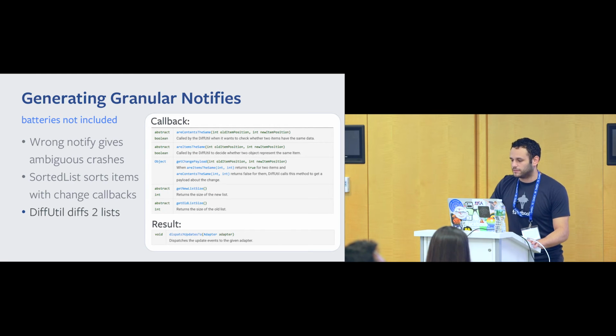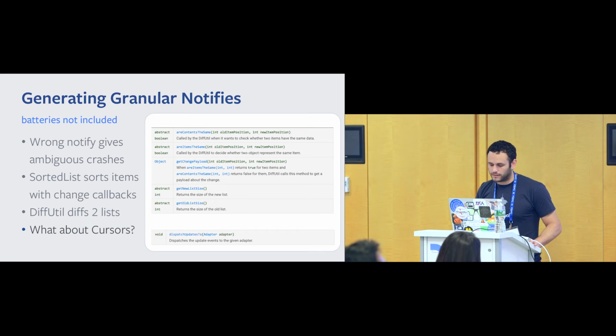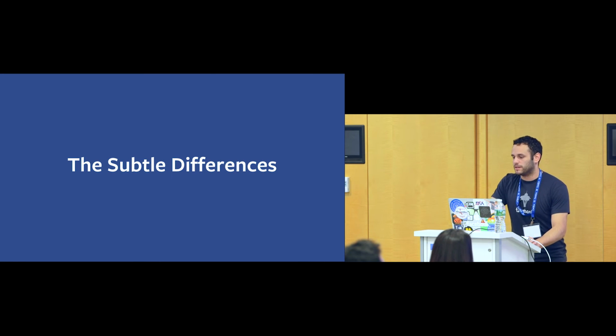The second is DiffUtil, which, given two lists, outputs the most optimal change set between them, and this change set can also be forwarded to the adapter. Although I'm not aware of anything that works with cursors to generate these granular notifies. So I think those are most of the major differences between ListView and RecyclerView.